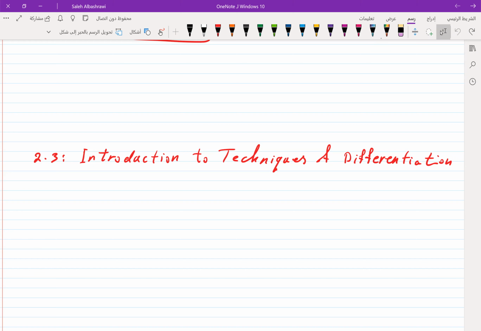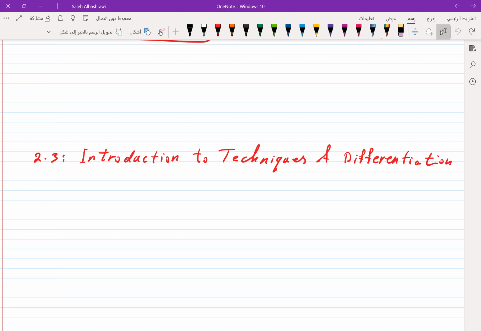In this topic, we are going to discuss the techniques of differentiation. In the last topic, we found the derivative of given functions using the definition, and we said that f prime of x equals the limit of f of x plus h minus f of x divided by h, where h approaches 0. We call that the definition, or the first principle, for the derivative of a function. In this topic, we are going to discuss the techniques of differentiation.